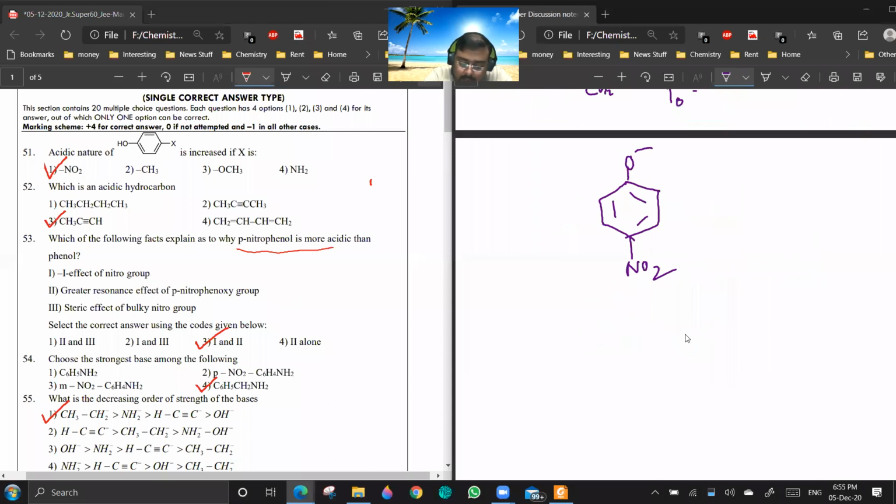52. Most acidic hydrogen: sp carbon, negative charge will be more stable. So it can be option 2, no, sir. Option 2: see, the negative charge is not directly coming to the sp carbon. Are you getting the point? Yes, sir. So the answer should be 3 only.